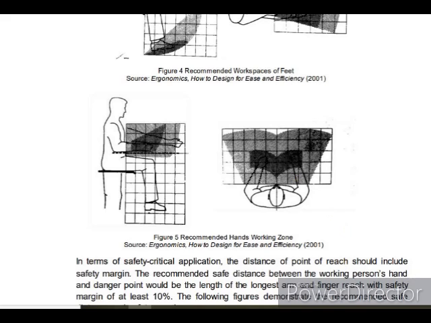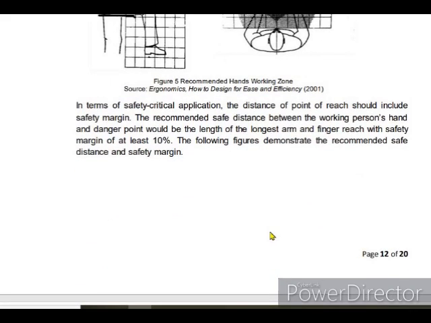Next, in terms of safety critical application, the distance of point of reach should include a safety margin. So we have to include those. The recommended safe distance between the working person's hand and the danger point would be the length of the longest arm and finger reach with a safety margin of at least 10%. So we will measure those and get the 10%. It should be the distance from danger. The following figures demonstrate the recommended safe distance and safety margin. So this is the example.